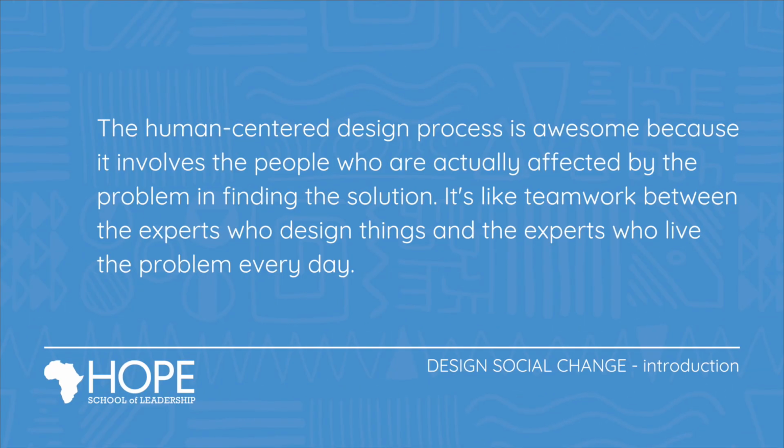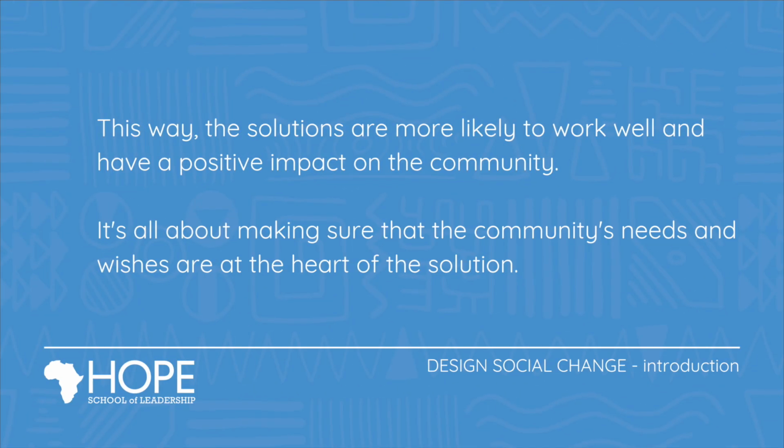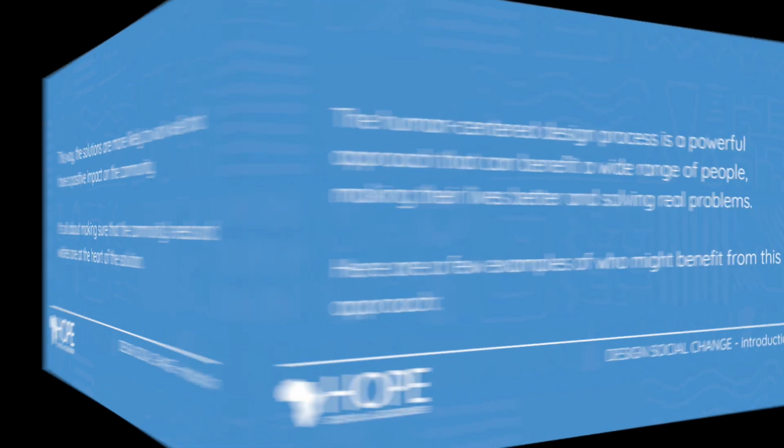The human-centered design process is awesome because it involves the people who are actually affected by the problem in finding the solution. It's like teamwork between the experts who design things and the experts who live the problem every day. This way, the solutions are more likely to work well and have a positive impact on the community. It's all about making sure that the community's needs and wishes are at the heart of the solution.